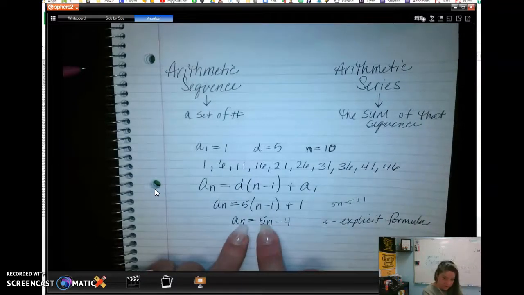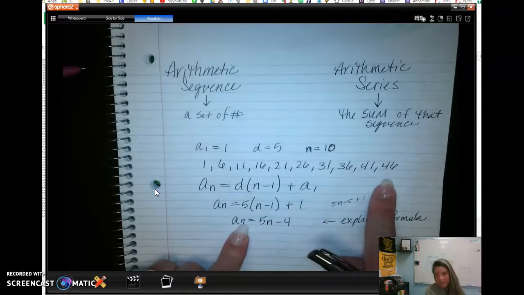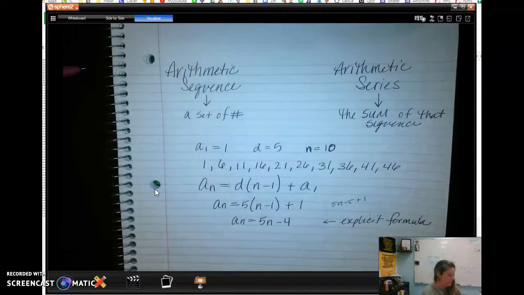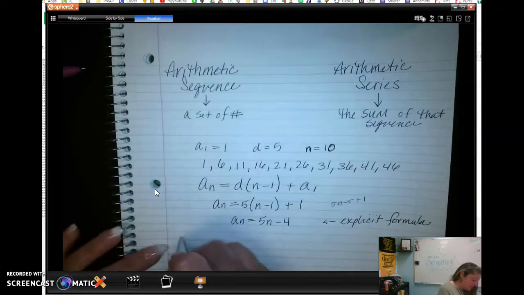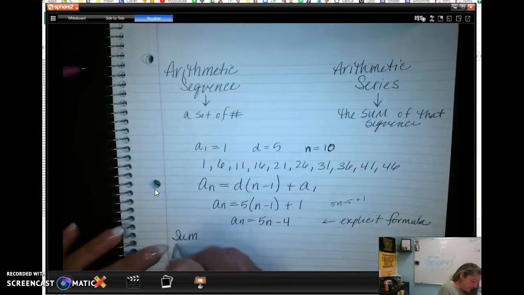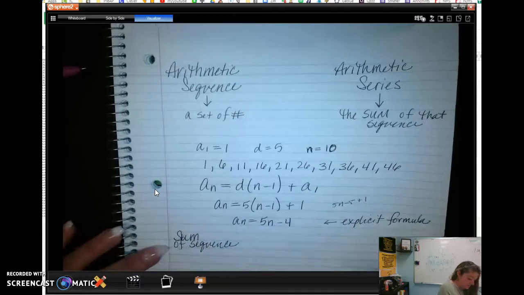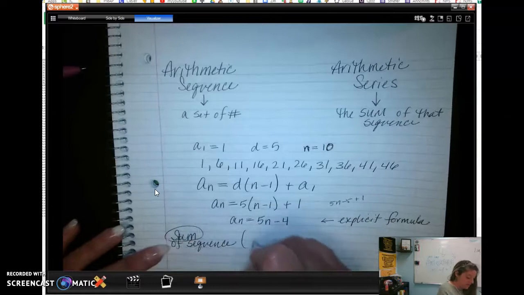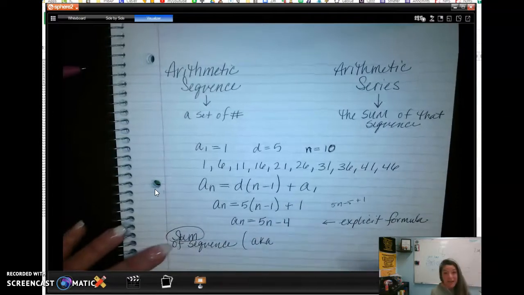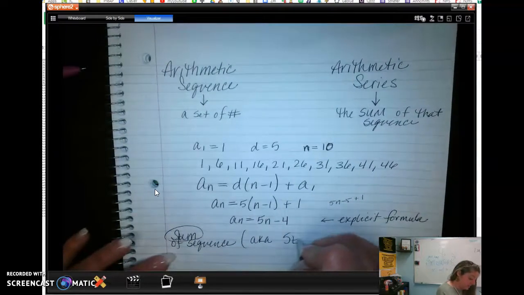Okay, so 50 minus 4 is 46. That's what the explicit formula tells you. Now what I want to do is find the sum of this particular sequence, the sum, which by the way is also known as the series.